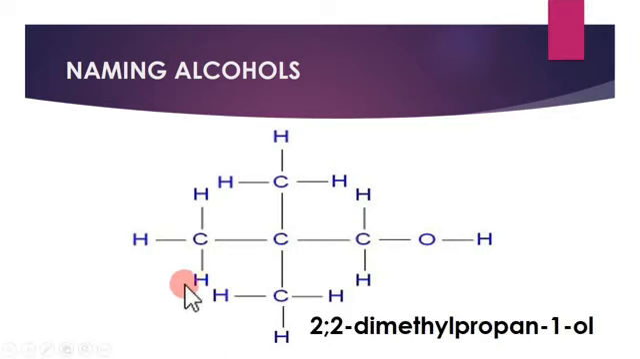Now let's have a look at this one. Longest chain, how many carbons? That's 1, 2, 3. That's prop. Now where are we going to start numbering? From the side that is closest to the functional group. So this is carbon 1, 2, 3. We have 2 methyl groups in carbon number 2. So we indicate that as 2,2, then di, because that's 2 of them, dimethylpropan-1-ol. The 1 is indicating the position of the hydroxyl group.